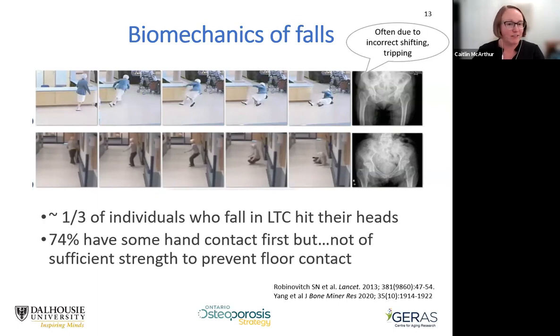So they found that 74% had some hand contact first, but they didn't have sufficient strength to prevent floor contact, both for heads, but also for hips. So someone might be able to get their hand out, but they might not be able to lower themselves to the ground or absorb the forces of the fall through their arms. So that's really important to keep in mind when we think about people falling.